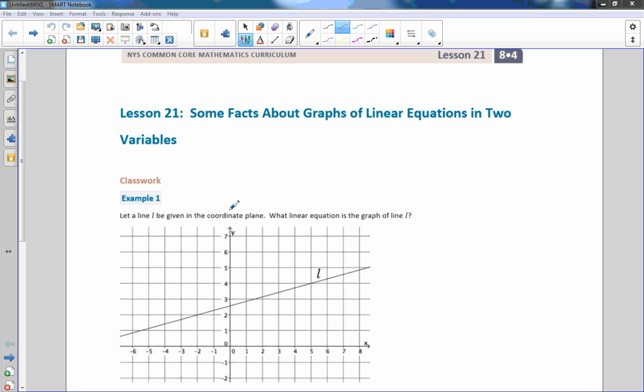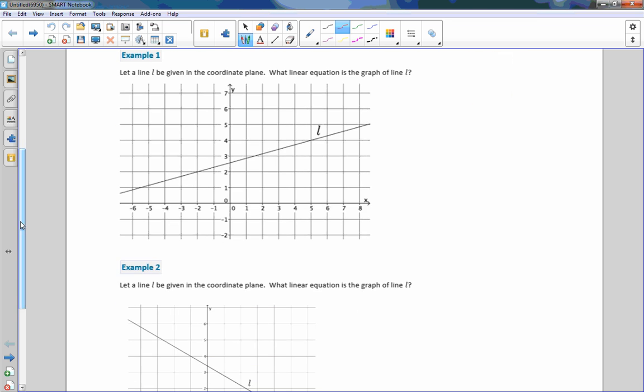Okay, so the classwork example number 1 says, let a line L be given in the coordinate plane. So there's line L on the coordinate plane. What linear equation is the graph of line L? So they want us to find a linear equation, which is y equals mx plus b, where m equals slope and b equals y-intercept.